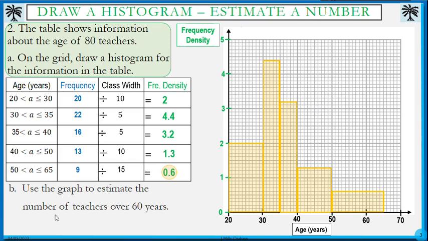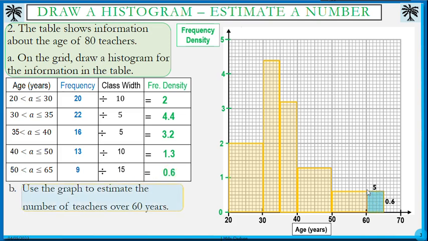Now the B part says, use the graph to estimate the number of teachers over 60 years. Like I said before, each bar from frequency density or histogram represents frequency. So if you're looking for 60 years and above, that is from this point all the way. So let's look at the area of this. That's what we are looking for.